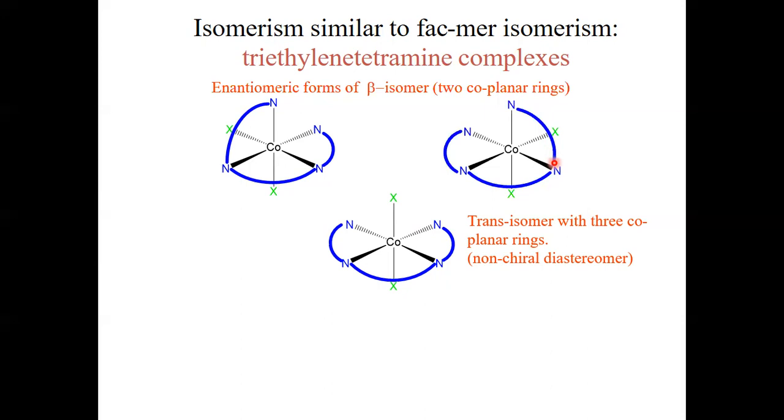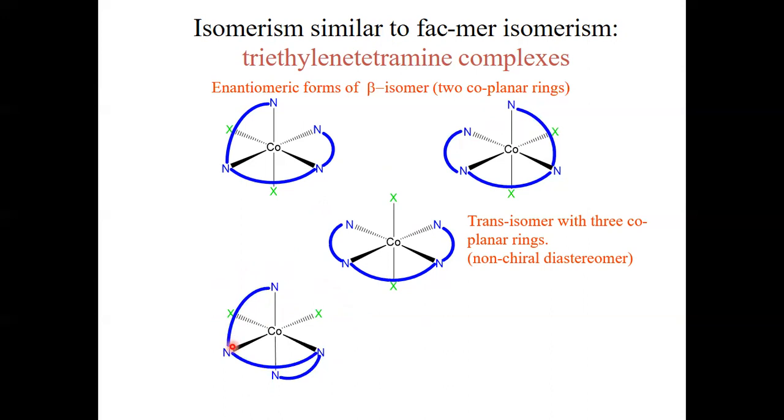All right, so last but not least, we can make all three rings non-coplanar. And these isomers are then called alpha isomers. And again, there are two enantiomeric forms for these alpha isomers, because in these rings, chirality exists. Because of chirality, there must be an enantiomer. So one of the two enantiomers is from here. You see again that the two terminal ligands are in cis position, but now all the three rings are not within the same plane anymore.